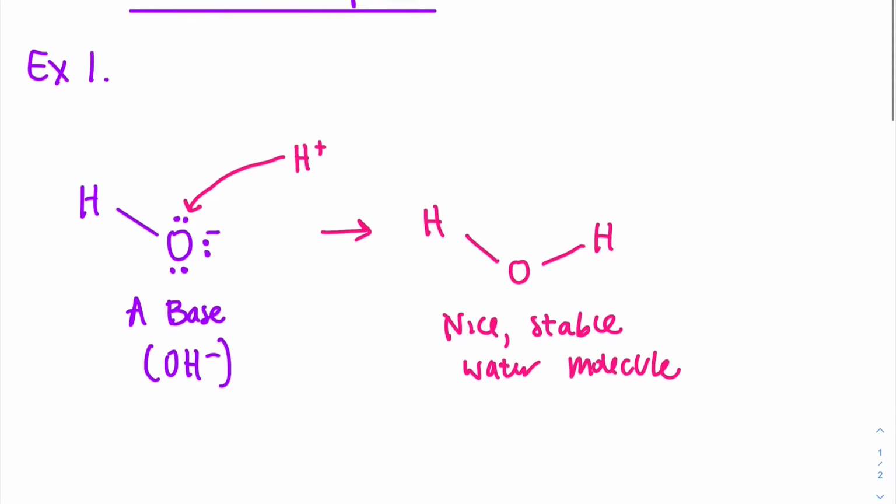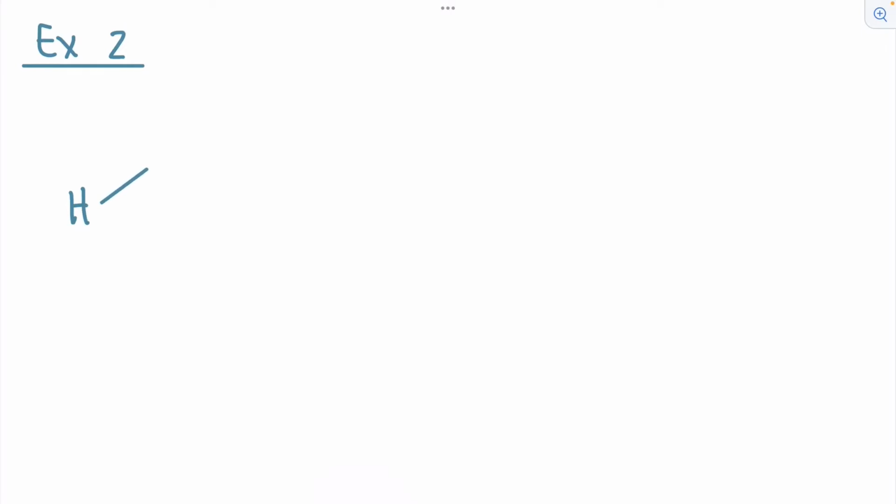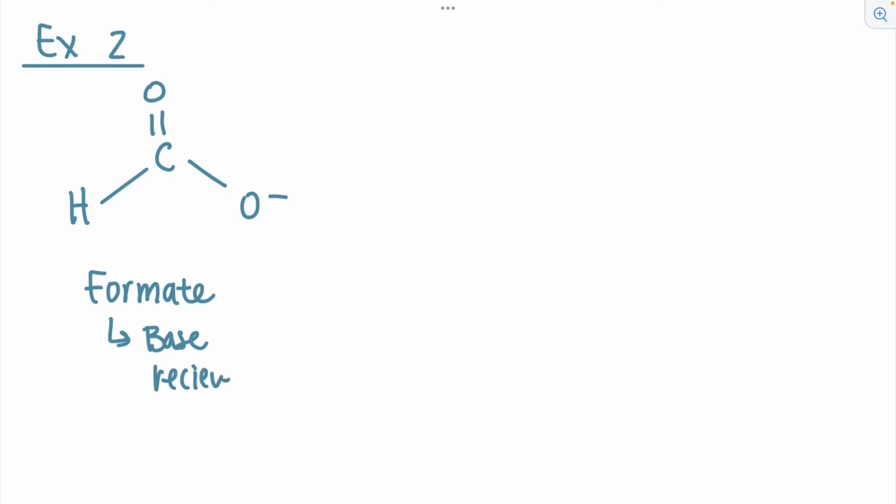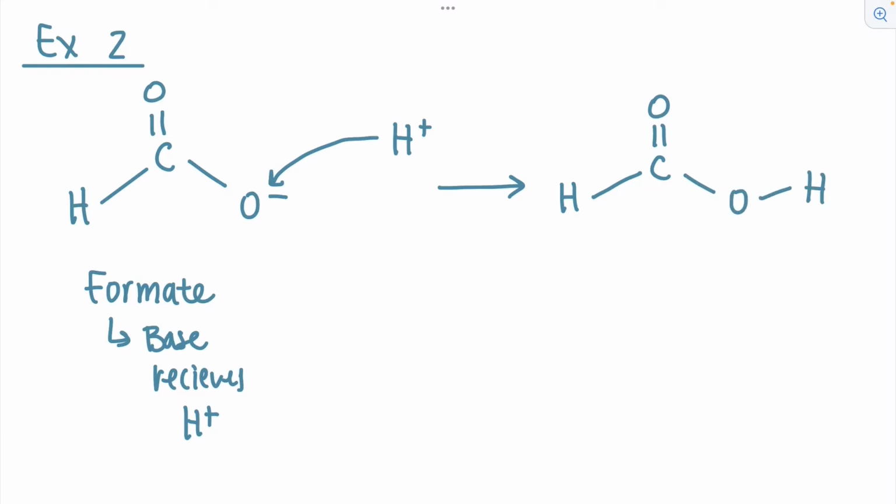Let's do a second example. Here we have a base called formate. This base receives an H+. Where does it receive the H+? Where there is the formal negative charge, like that. And in the forward direction, it makes an acid. This acid is called formic acid.